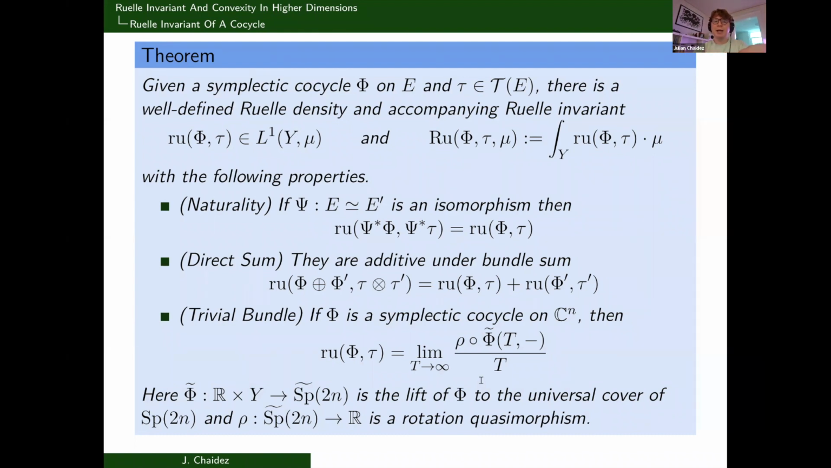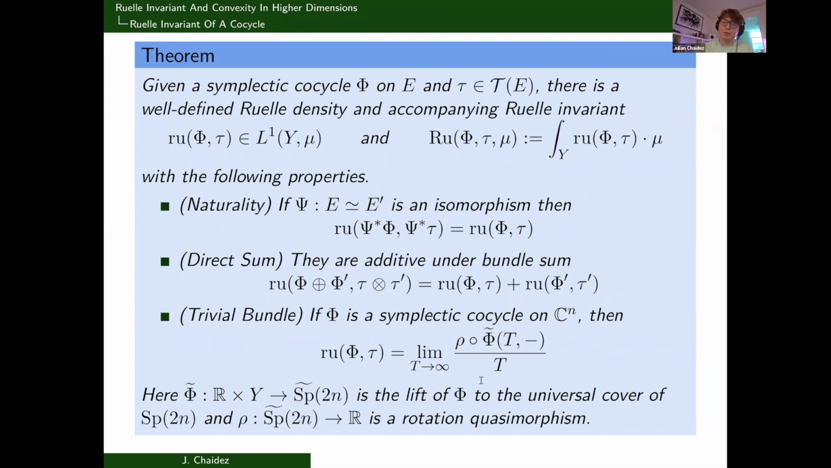So the Ruelle density is the analog of this kind of rotation function that I described earlier, and it will be some function in L1. And then the Ruelle invariant is just the integral of that function with respect to the measure. And it has some properties. The first property is naturality. That means that if I have a symplectic bundle isomorphism and I pull back the cocycle by that isomorphism, then the Ruelle density doesn't change. So this function little rho doesn't change.